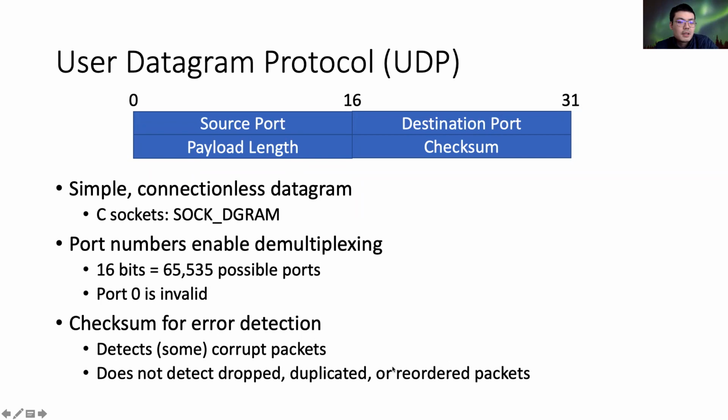So this is basically UDP. It only does the multiplexing. It doesn't do anything else. The things listed down here are done by TCP, as you will see.